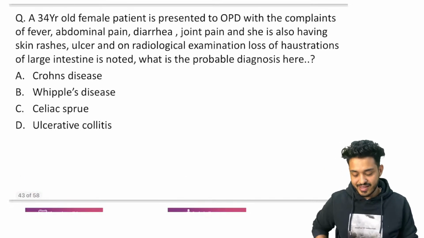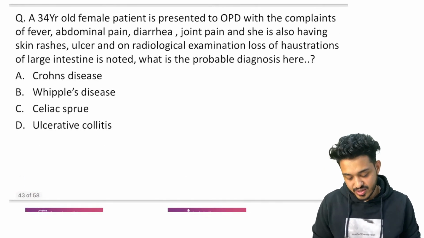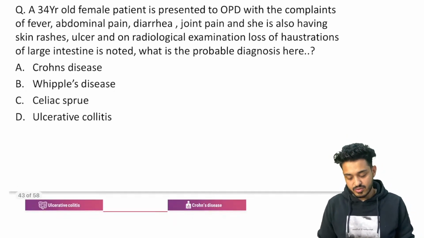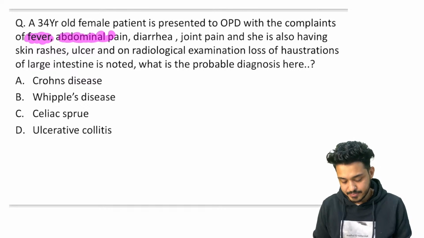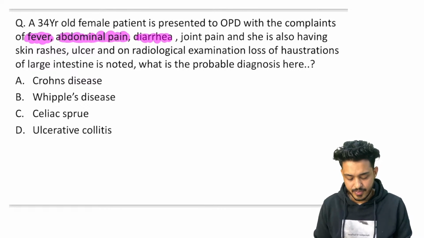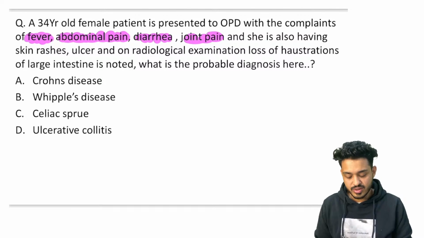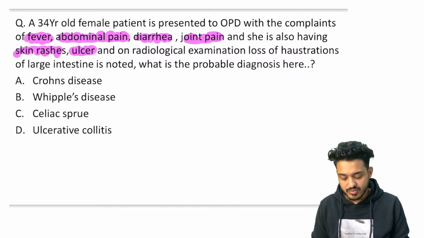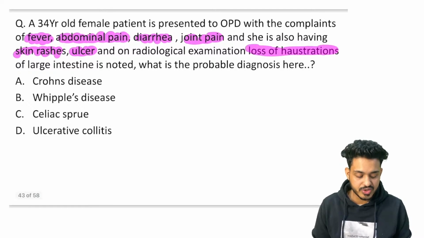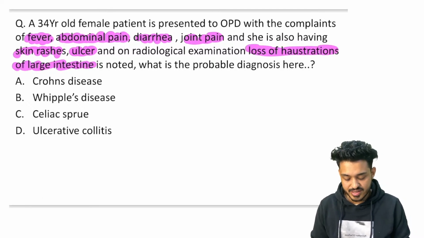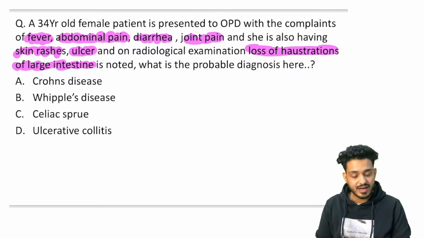Next question we are having, a 34-year-old female patient is presented to OPD with the complaints of fever. Patient is having what? Fever, abdominal pain is there, diarrhea is there, joint pain is there. She is also having skin rashes, ulcer formation. On radiological examination, you are going to have loss of haustrations of large intestine.